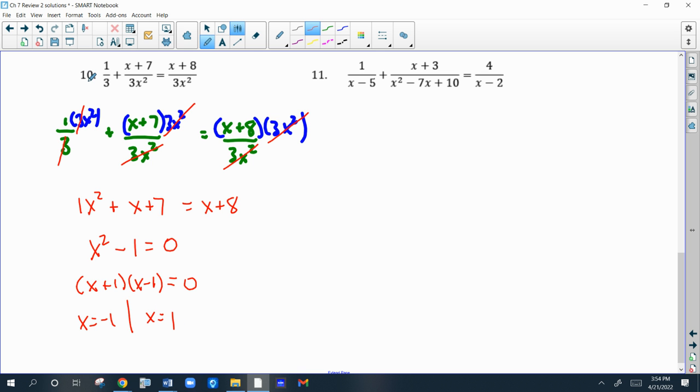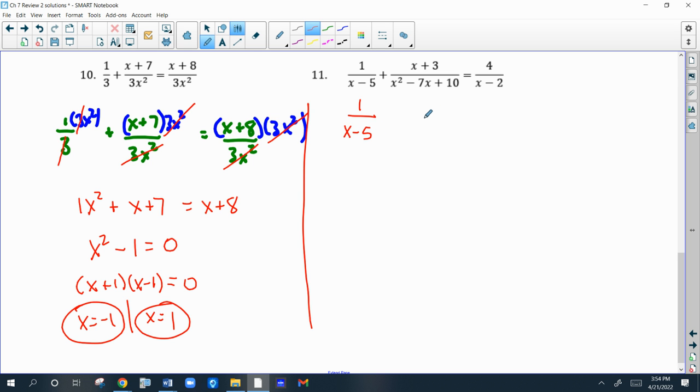Check to make sure they don't make any of the denominators 0. They don't, so they're not extraneous. Those are your two solutions. That was easy. 11. 11, you're going to do the same thing, but you're going to want to factor first.